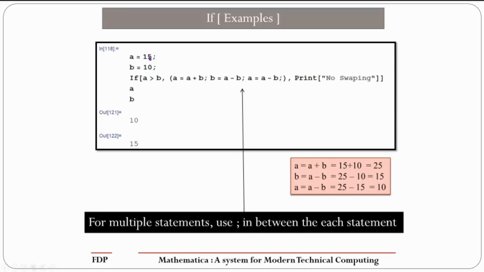Okay, come up here. A is 15, B is 10. Here the condition is A is strictly greater than B, yes or no. The answer is 15 is greater than 10. Yes, it is true.